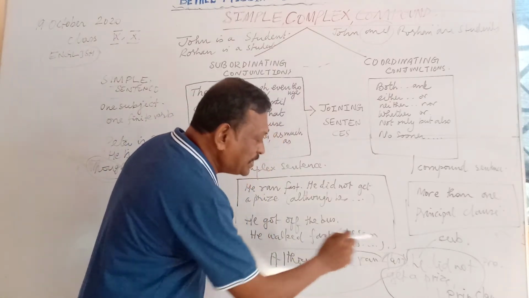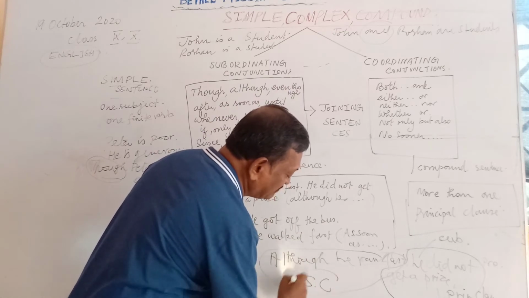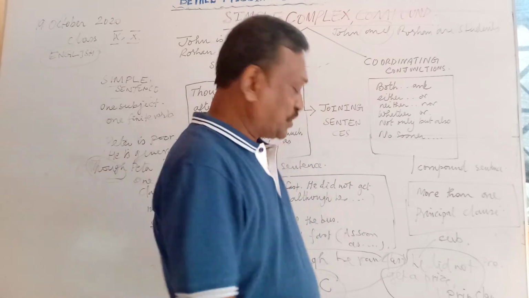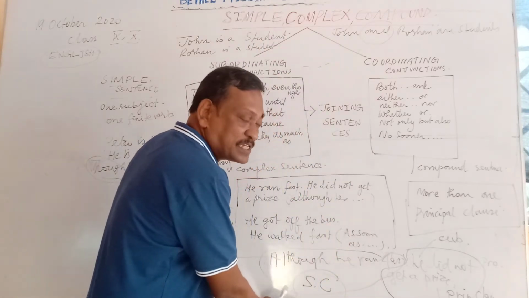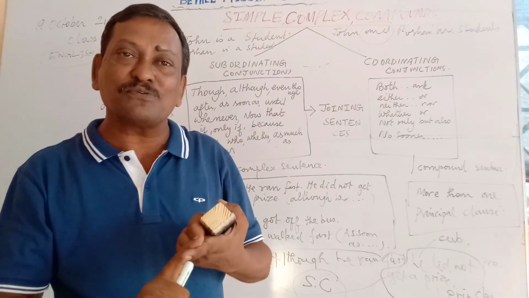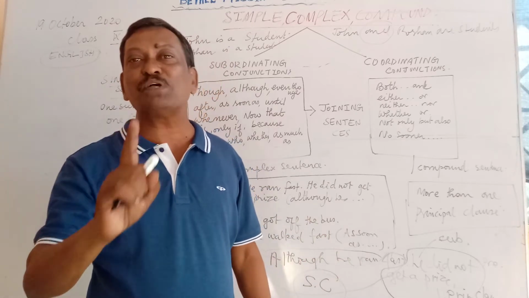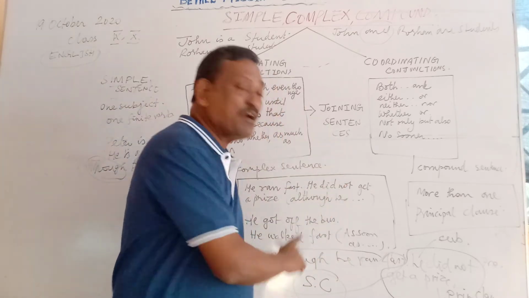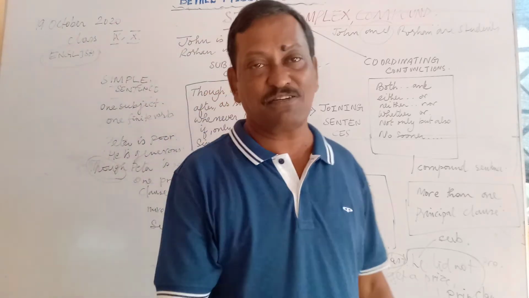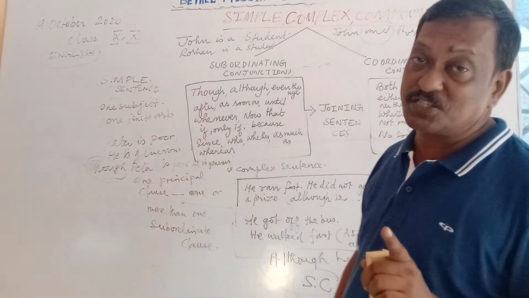So, although he ran fast is the subordinate clause. This is known as SC. SC stands for subordinate clause. So, a subordinate clause and a principal clause, when combined together, make a complex sentence. One principal clause and one or more subordinate clauses will give you a complex sentence. This is the basic understanding of a complex sentence.